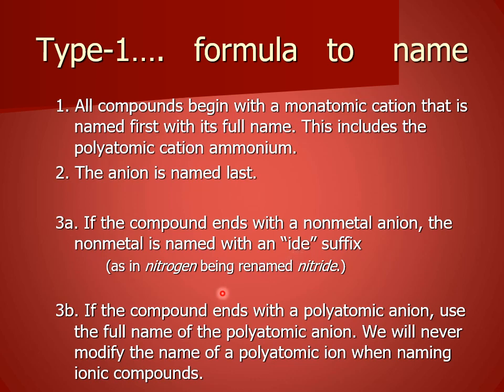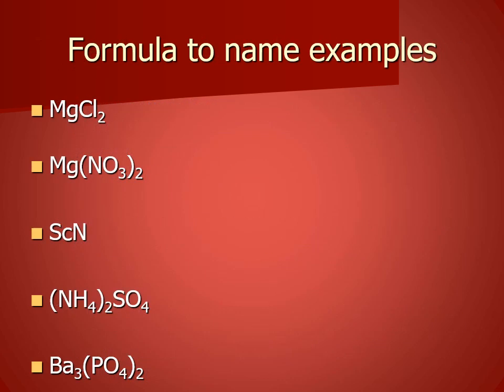If, however, the compound ends with a polyatomic anion, we will use the full name of the polyatomic anion and we won't change it. We'll just use it. Like nitrate will always be named nitrate if it's functioning as a polyatomic ion. What about some examples, Spence? Well, I've got some examples right here for you.